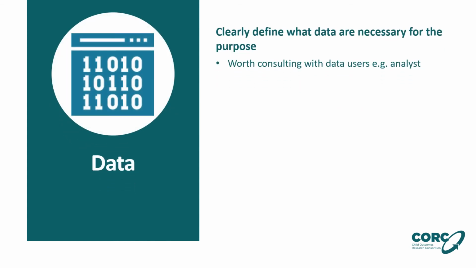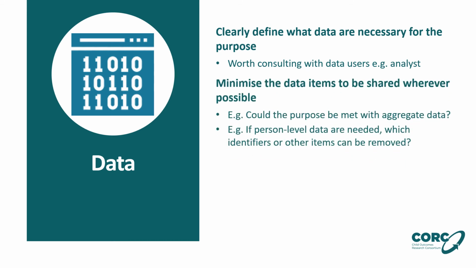The third area involves defining the data necessary for the purpose. It's useful here to apply the data protection principle of minimization. This means finding the least identifiable and fewest data items that would still allow the purpose to be met. For example, if the purpose can be achieved using anonymized aggregate data, there will be no need to share personal data.